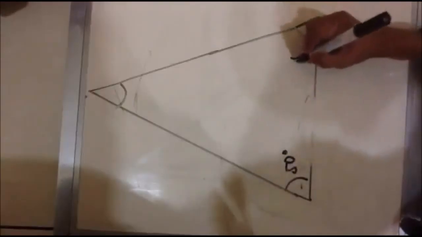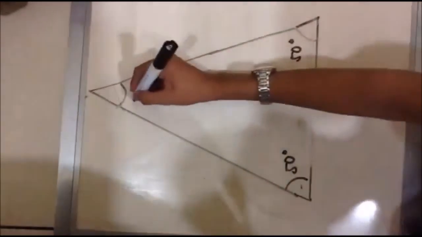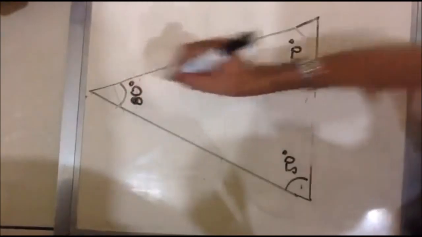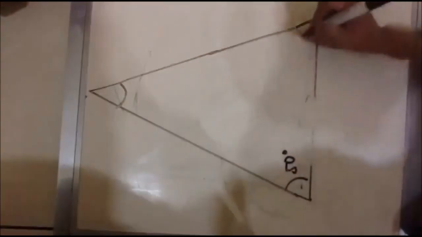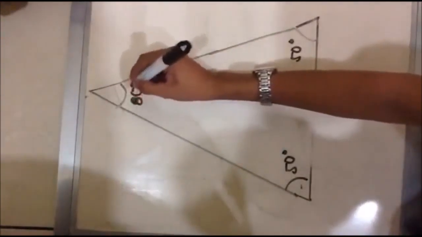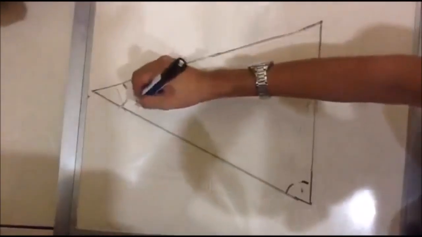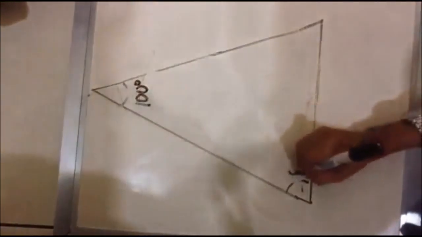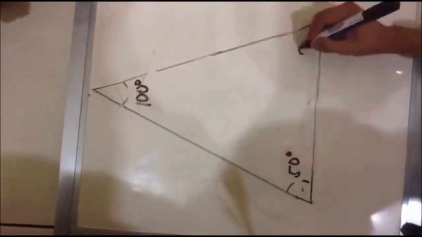Oblique triangle. A triangle that does not have a measurement of 90 degrees. Acute triangle. All interior angles measuring less than 90 degrees. Obtuse triangle. One interior angle measuring more than 90 degrees.